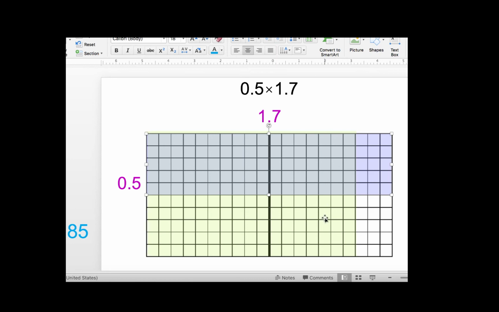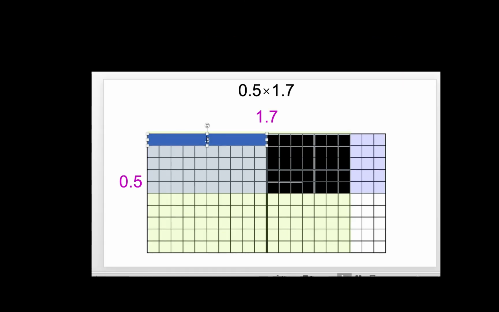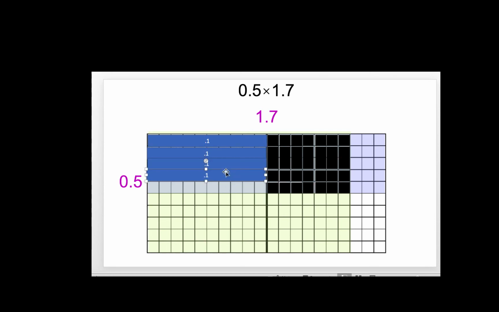So we need to figure out how many 100ths I have, and then we can break them into groups of 10 so that we can figure out how many tenths we have. Well, right now I can pretty much figure out how many tenths I have, at least some of them. 2, 3, 4, 5.